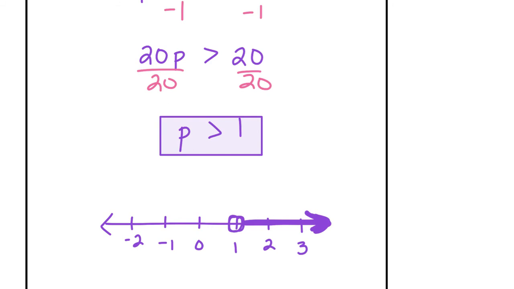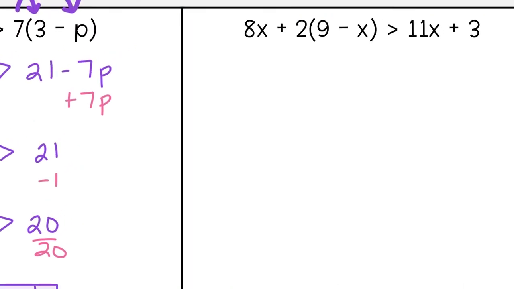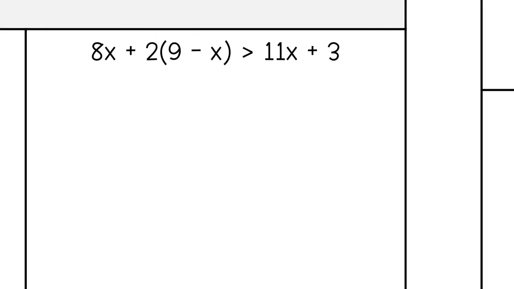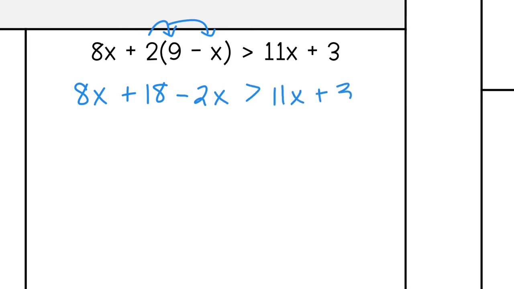Okay, let's look at the other example. 8x plus 2 times (9 minus x) is greater than 11x plus 3. Anytime you see parentheses, let's do that first. So we're going to distribute that. 8x plus 18 minus 2x is greater than 11x plus 3.